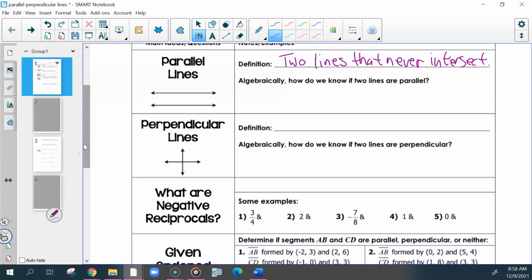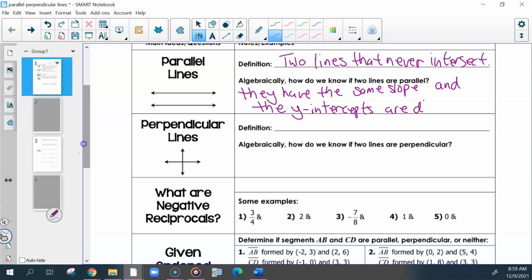Anyway, algebraically, we know two lines are parallel if they have the same slope, and the y-intercepts are different. They would have to be.